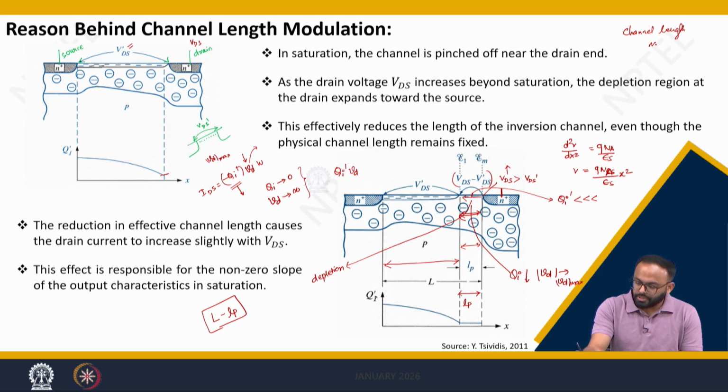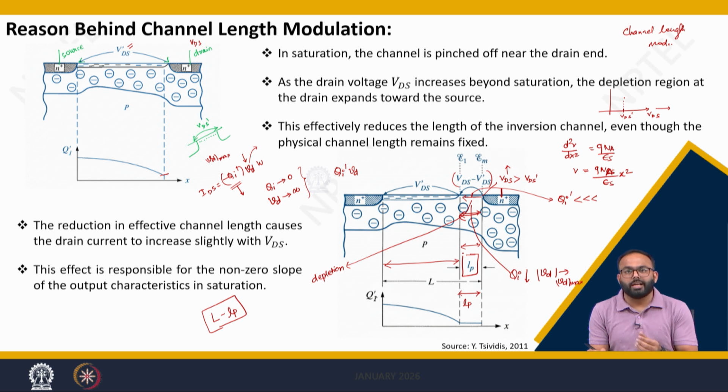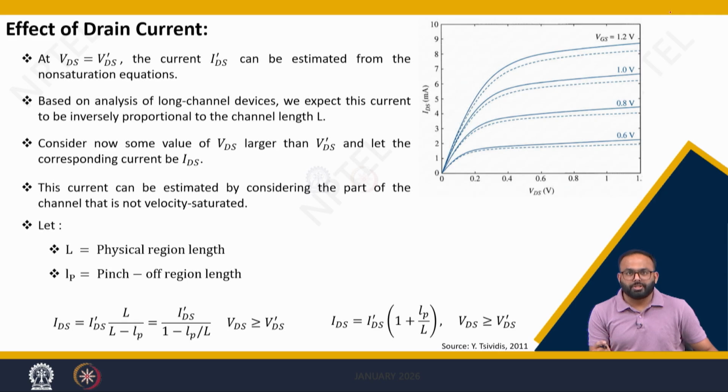Channel length modulation. And if you see in the output characteristic also, we are talking about this voltage VDS dash. So, on the x axis you are sweeping the VDS, and the moment you go beyond VDS dash, an Lp comes into the picture, correct, and that is how the effective channel length gets modulated. This is the basics of channel length modulation. We can see how this channel length modulation affects your drain current equation.